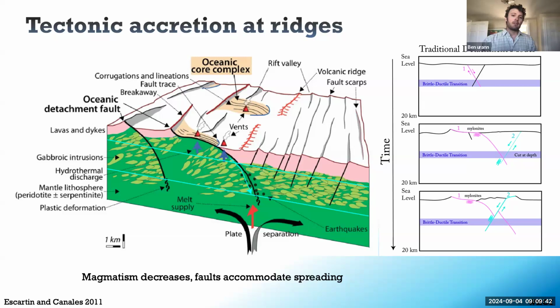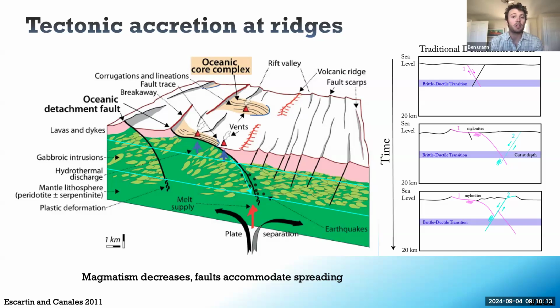But at the end of the day, we have magmatism decreasing and these faults are accommodating spreading. And this cycle can go on and on as time goes on, which I'm showing going from the top panel down to the bottom panel, how this might actually look. And what's important to note here is actually where you would expect to find mylonites in this type of situation. And so as displacement along this fault increases, you're going to start exposing mylonites on the footwall of this fault within the axial rift valley.